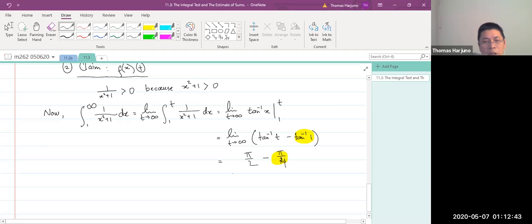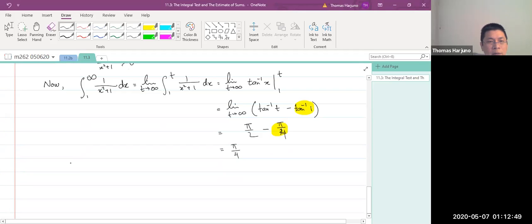So because the integral is finite, convergent, then you need to say which test you use: by the integral test. And you need to explicitly say which series you are talking about. This series is convergent.